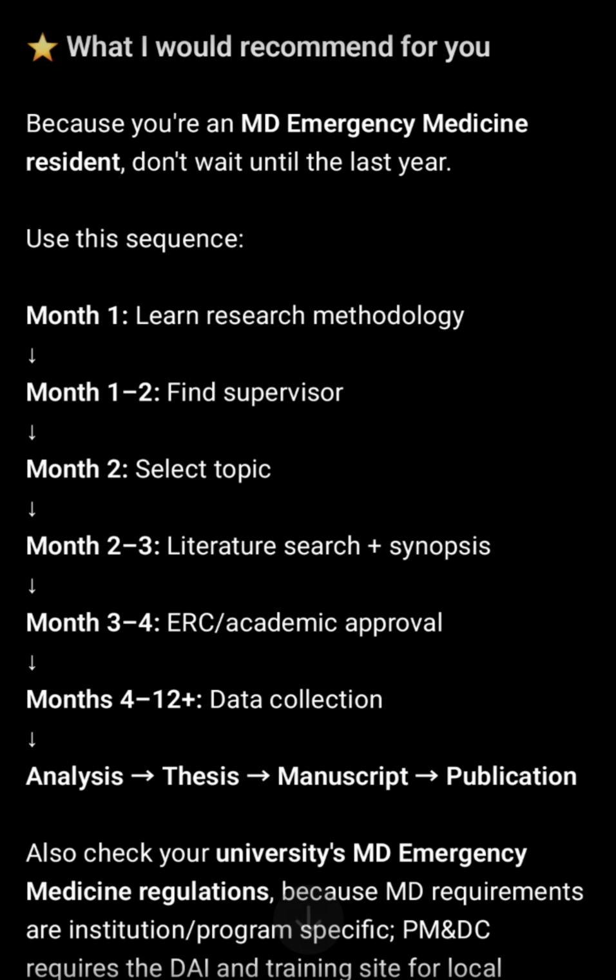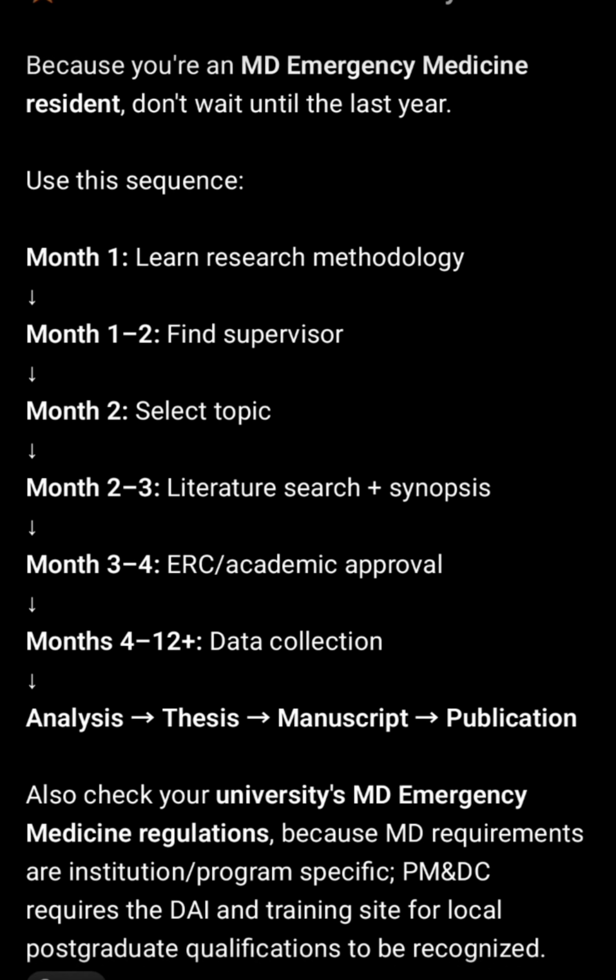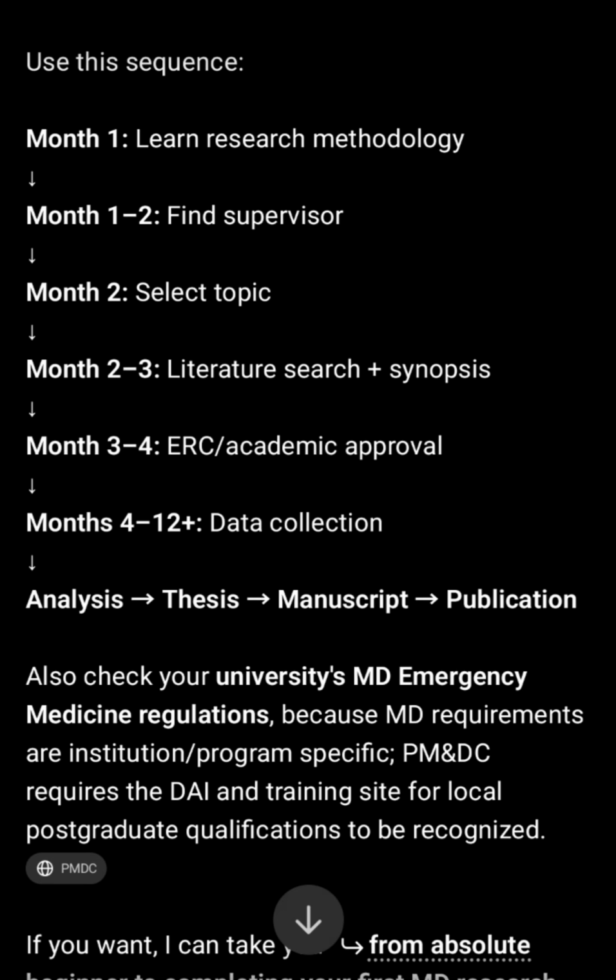the last year. Use this sequence. Learn research methodology. Month 1 to 2, find supervisor. Month 2, select the topic. Month 2 to 3, literature search plus synopsis. Month 3 to 4, ethical review committee or academic approval. Month 4 to 12, data collection, analysis, thesis, manuscript, publication.